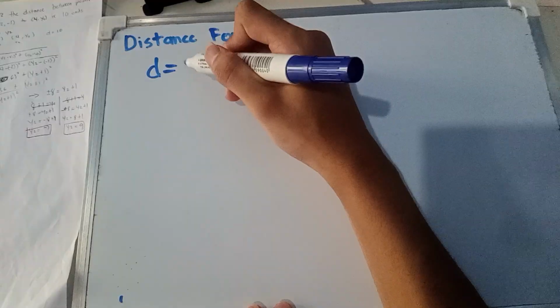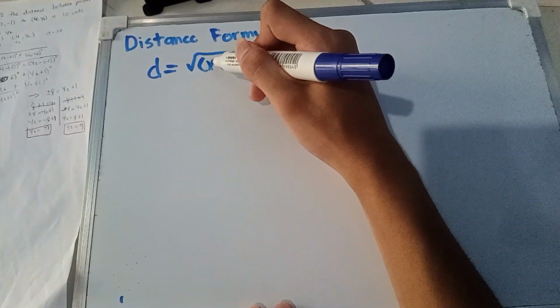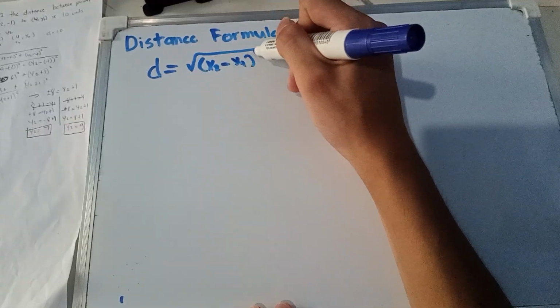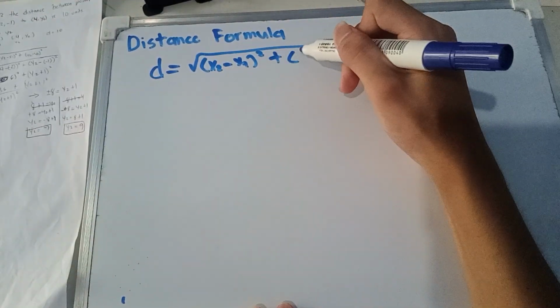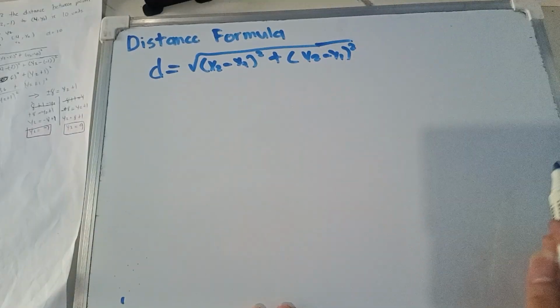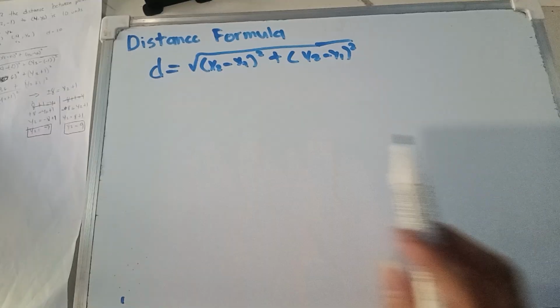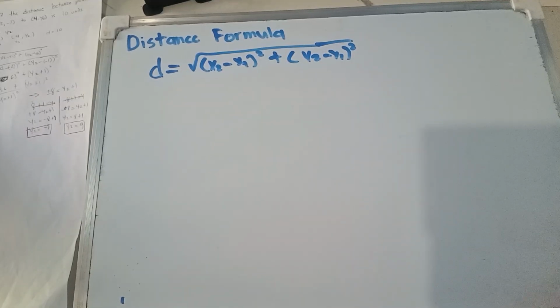Distance is equal to the square root of the quantity x sub 2 minus x sub 1 squared plus the quantity y sub 2 minus y sub 1 squared. But how did we derive the distance formula? So it comes from the Pythagorean theorem.